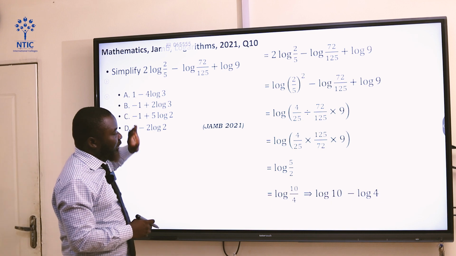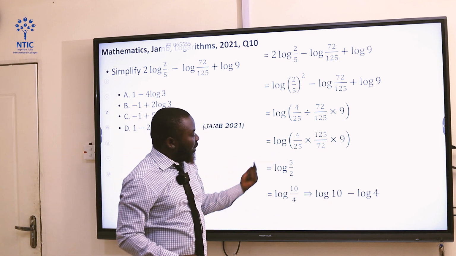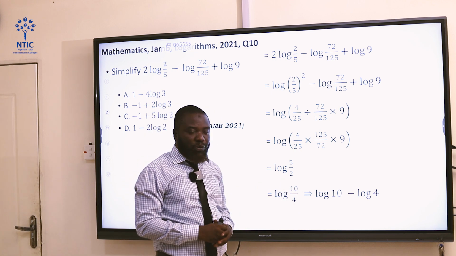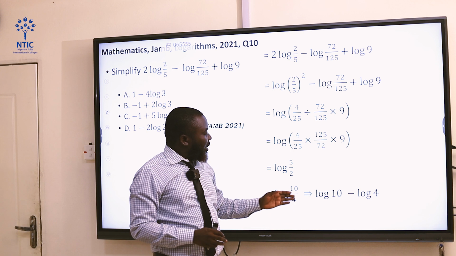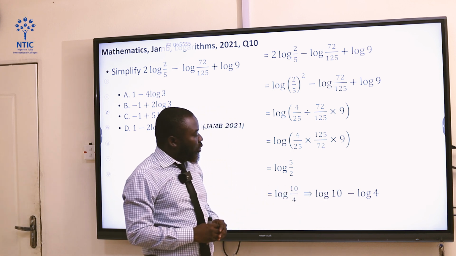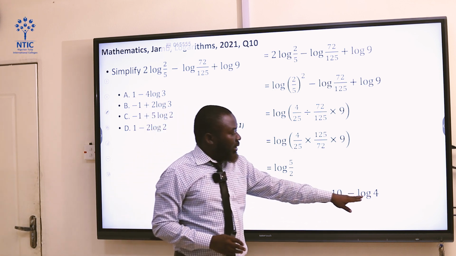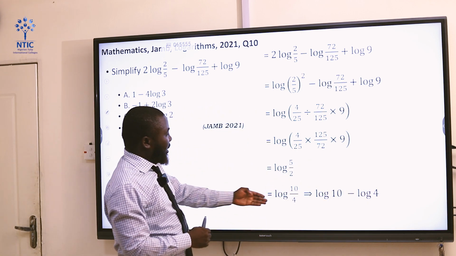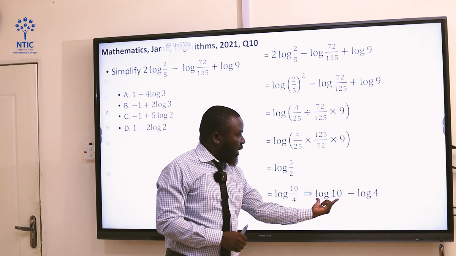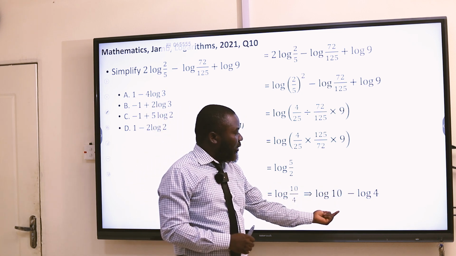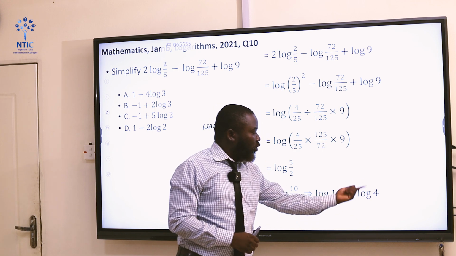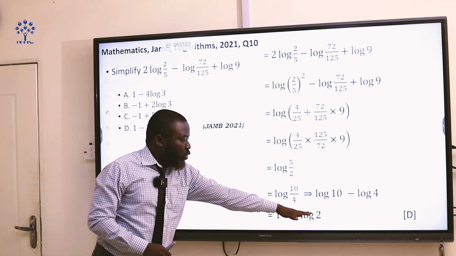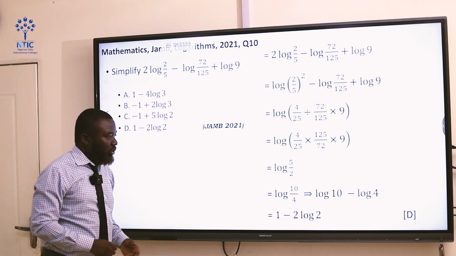So if we are to simplify further, log 5 over 2 is the same thing as log 10 over 4. And we know log 10 is equal to 1. And log 4 is the same thing as log 2 squared. So since log 10 is 1, and then here we're going to have 2 log 2, then our answer is going to be 1 minus 2 log 2, which is option D.